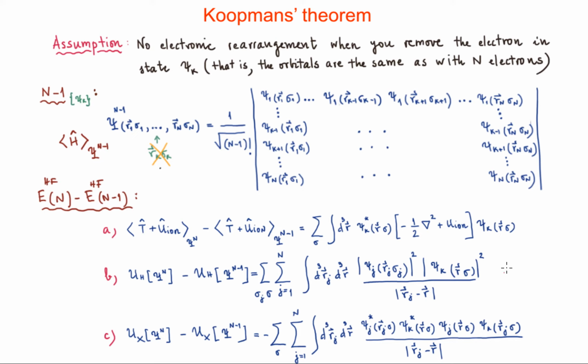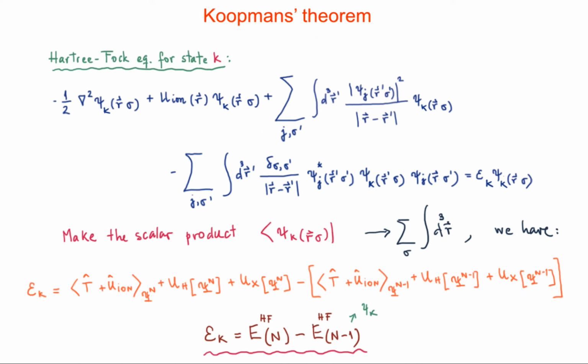So what has this expression to do with ek? You have the sum of these 3 terms. How can you relate the sum of these 3 terms with ek, the Lagrange multiplier associated to state ck? In order to see that relation, we have to go back to the Hartree-Fock equations corresponding to state ck, which is this expression here. And what we are going to do is isolate somehow this ek. And how are we going to do that?